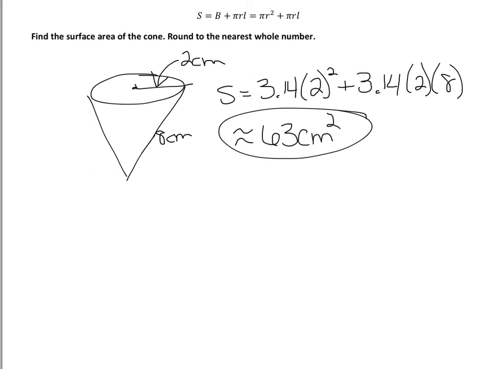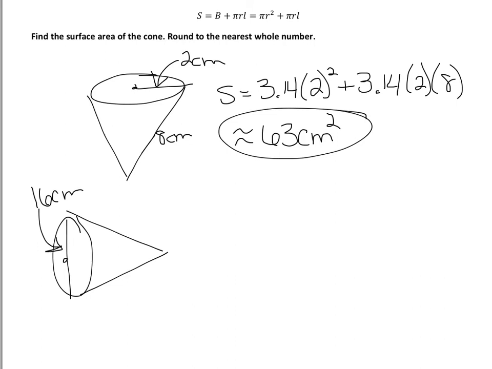All right, let's have one that looks about like this. And this dimension here is 16 centimeters. I have a slant height of 15 centimeters, so hopefully first thing you notice, I'm given my diameter, I need my radius. So if all the way across is 16 centimeters, I know that halfway across is going to be 8 centimeters.